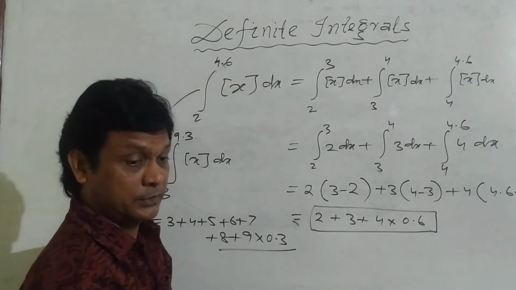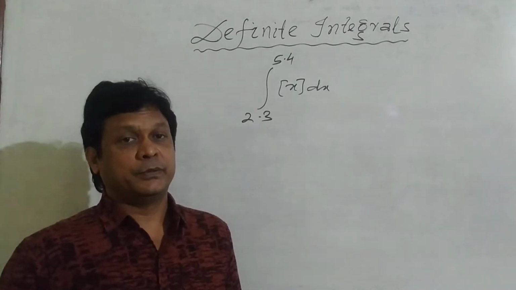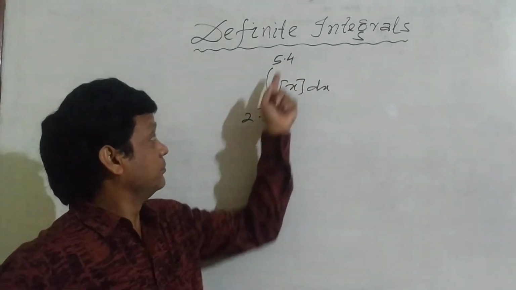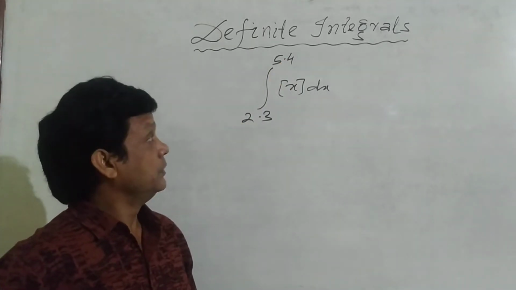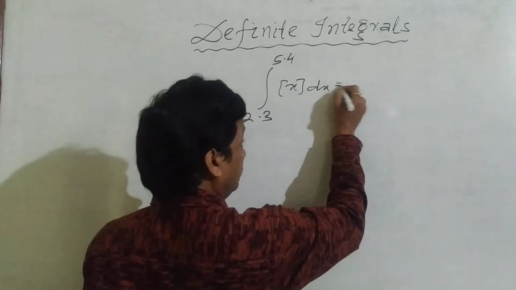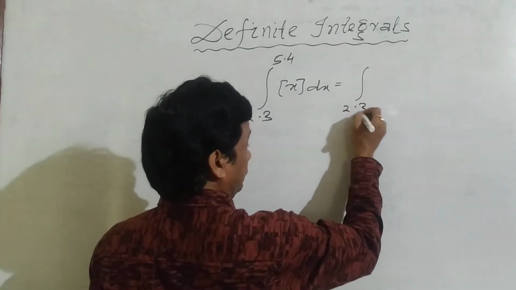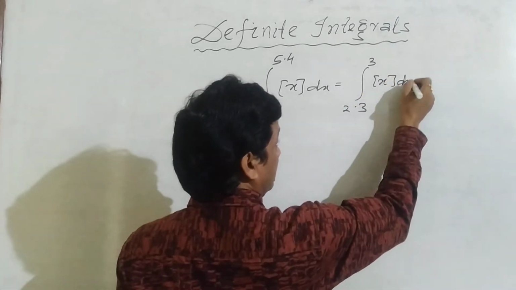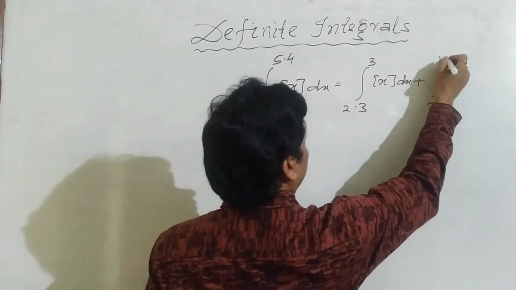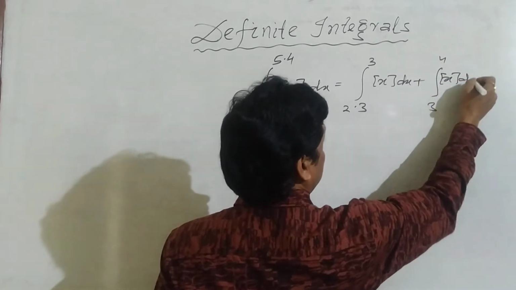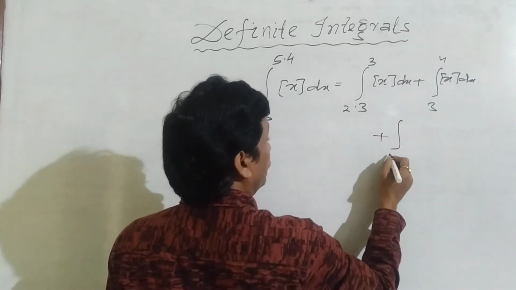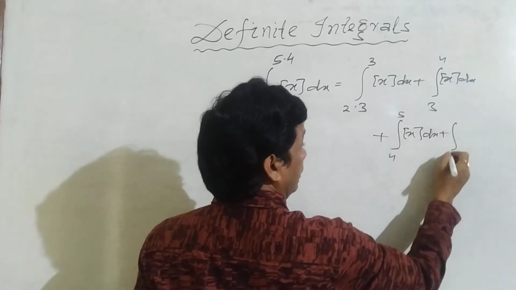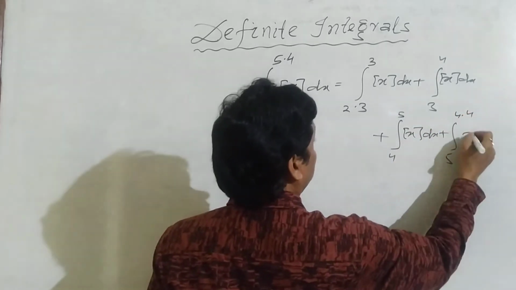Similarly, I am telling another example. See, another example. Both are fractions. 2.3 to 5.4. Usual process, first of all, I am telling you. 2.3 to 3, bracket x dx. Then 3 to 4, bracket x dx. Then 4 to 5, bracket x dx. Then 5 to 5.4, bracket x dx.